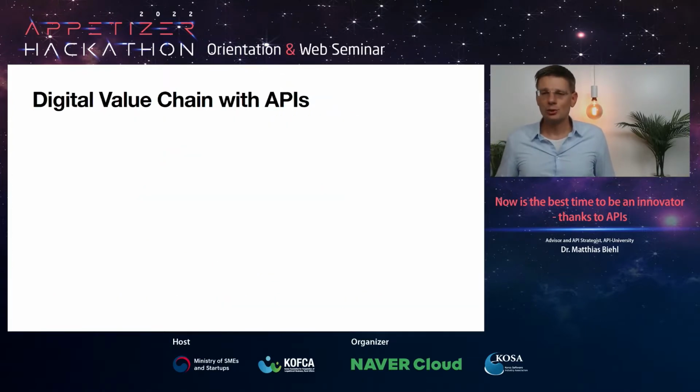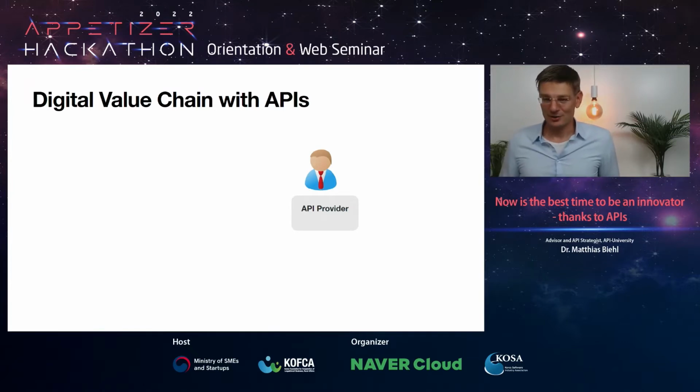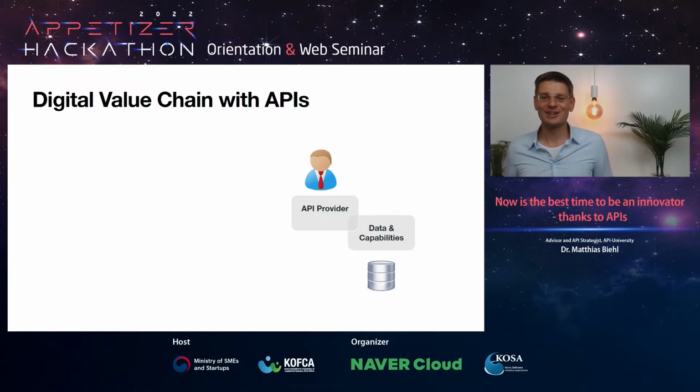So to show you what your possibilities are and what you can actually do, I want to show you the digital value chain with APIs. In such a digital value chain, there is an API provider. An API provider is someone who has very interesting data, very interesting capability, has functionality. Maybe he has an AI algorithm, an AI model, maybe has very interesting data that he's collected about users or about things, about the world, right? Data and functionality, but that's not all.